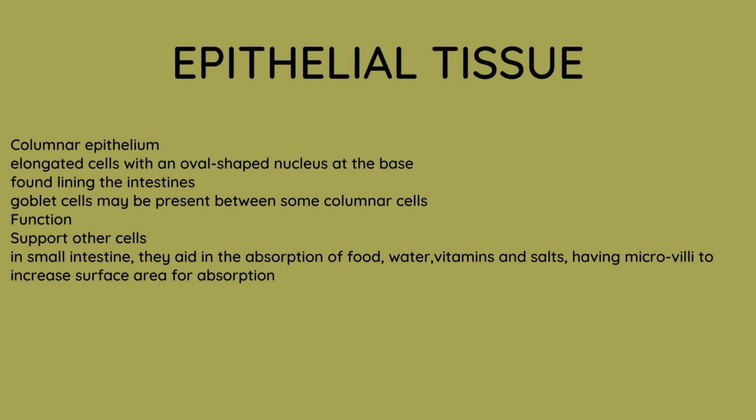Okay, so the next type of epithelial tissue is the columnar epithelium, and you'll see in the diagram that there are elongated cells with an oval shaped nucleus at the base. They are usually found in the lining of the intestines, and their function is that they support other cells. And in the small intestine, they aid in the absorption of food, water, vitamins, and salts, and have microvilli, which are like those hair structures, and they increase the surface area for absorption.